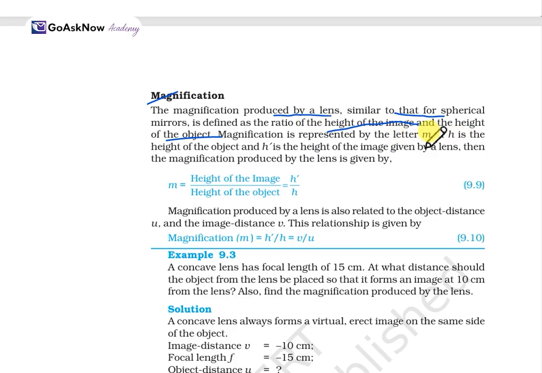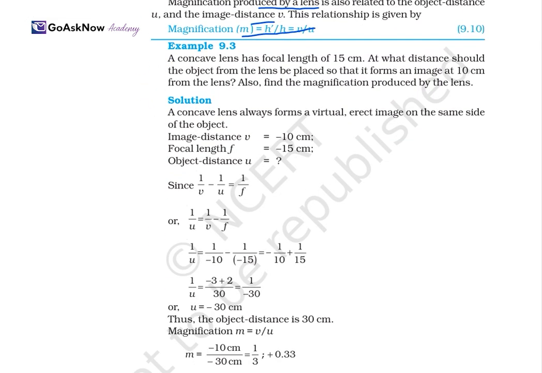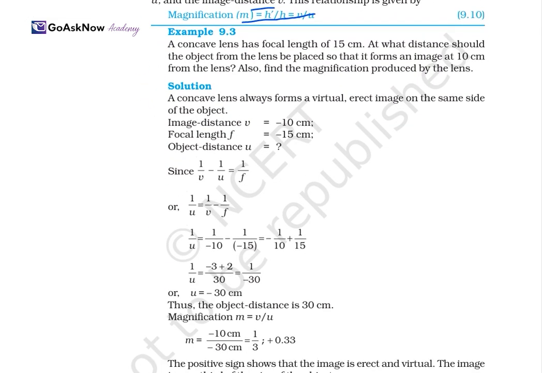Magnification is represented by the letter M, and if H is the height of the object and H dash is the height of the image given by a lens, then the magnification produced by the lens is given by M equals height of image upon height of object, which equals H dash upon H. Magnification is also related to the object distance U and image distance V. So magnification M equals H dash upon H, which equals V upon U. So this is about the magnification process. Now we'll study some numericals based on this lens formula and magnification.